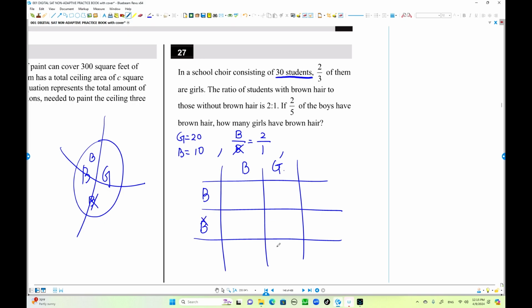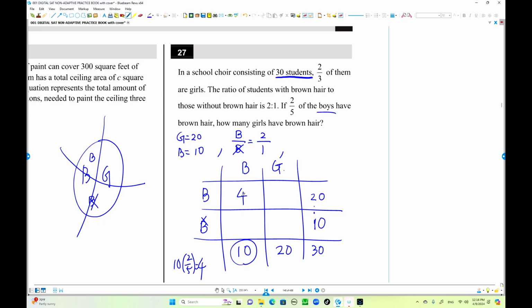Girls is 20, right? Or boys, brown hair or not brown hair. It doesn't matter. Girls is 20, boys is 10. Okay. Brown hair, not brown, 2 to 1. That is a 2 to 1. So total is 30. 30 times 2/3 is what? 20. 30 times 1/3 is 10, right? That is the number. So 2/5 of the boys. This is the boys over here. What is 2/5? 10 times 2/5 is what? 4, isn't it?